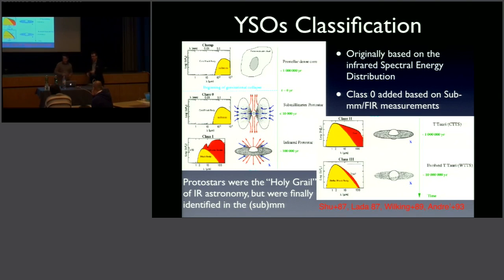Now it's working. Okay. So I was saying, at the time the phrase was that protostars were the holy grails of infrared astronomy, but eventually it really was a holy grail for infrared astronomy because they are too faint in the infrared to be observed there. So actually, they were finally identified in the sub-millimeter by the fact that they still have a huge cold envelope that is reprocessing entirely the radiation from the gravitational collapse.